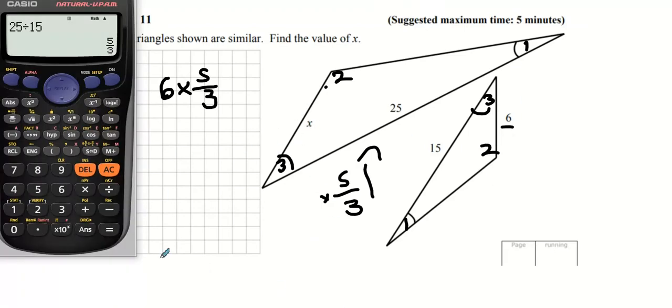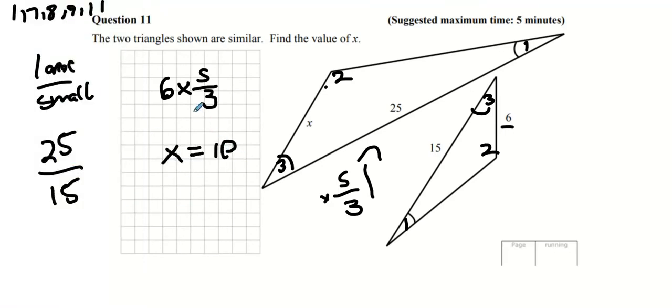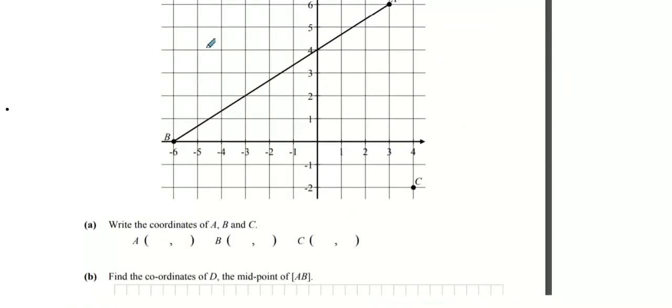Okay, so 6 multiplied by 5 over 3. 5 over 3 multiplied by 6 is 10. So x equals 10. And that's just a multiply sign, 5 multiplied by 5 over 3. Okay, and now we've done 11. Next one.